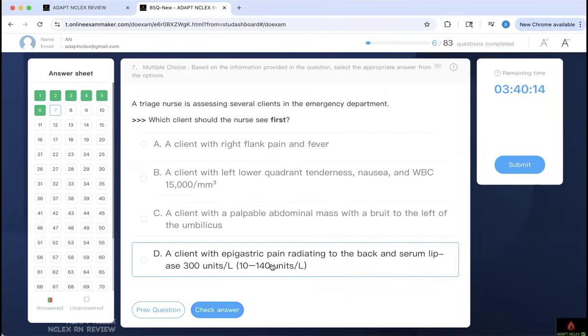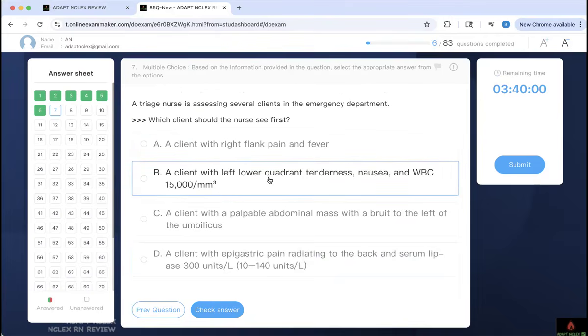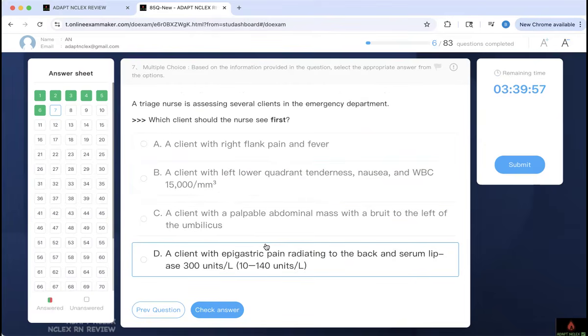Next question. A triage nurse is assessing several clients in the emergency department. Which client should the nurse see first? Client with right flank pain and fever. Client with left lower quadrant tenderness, nausea, white count of 15,000. Client with a palpable abdominal mass with a bruit to the left of the umbilicus. A client with epigastric pain radiating to the back and a serum lipase of 300. What do you think? Figure out what is going on with each patient and prioritize them. Pick your answer. Before I give you the answer, I know you picked it.